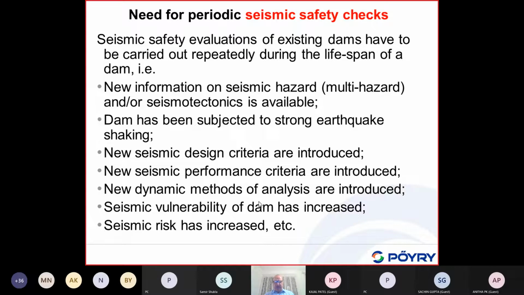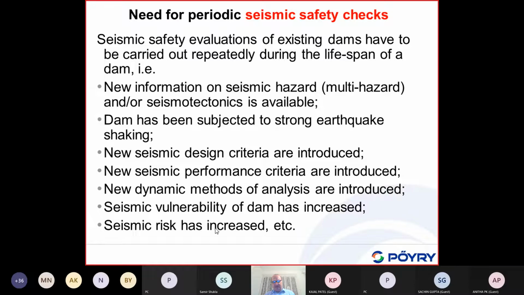If the seismic vulnerability of a dam has increased, for example, due to aging or some other means, or some modifications in the dam have been done, then the seismic vulnerability of the dam has increased. I would like to present, I think later on, the subject of dam heightening. It is clear that if you heighten an existing dam, maybe the seismic vulnerability will increase. I must say safety is decreasing.